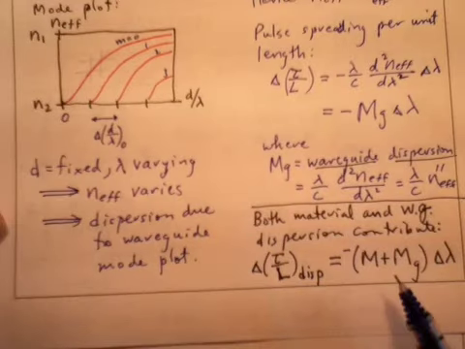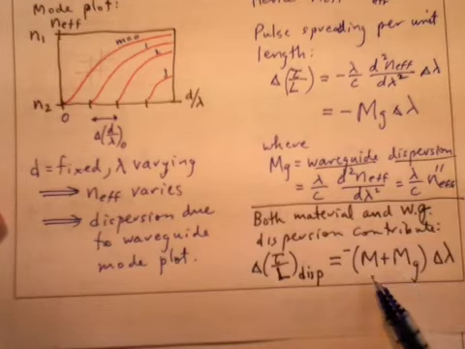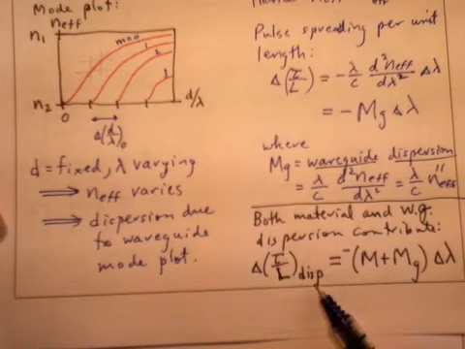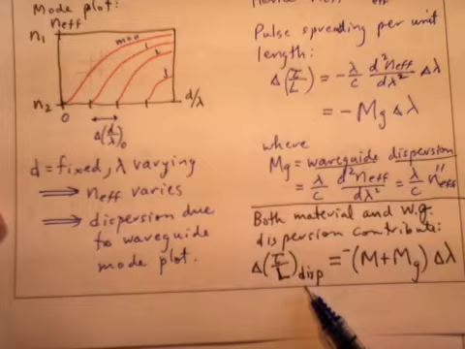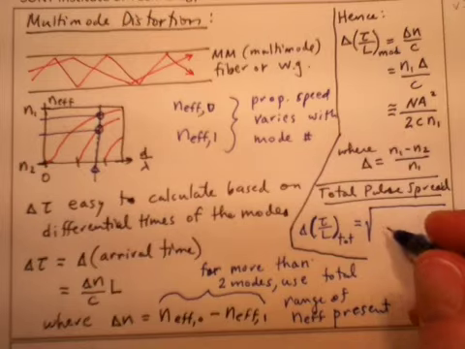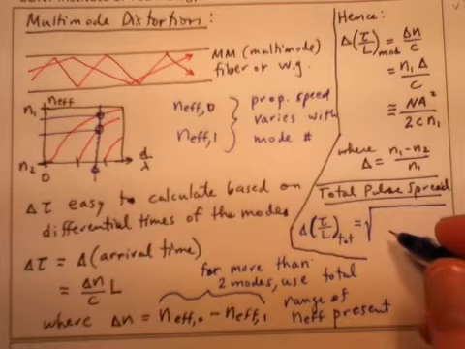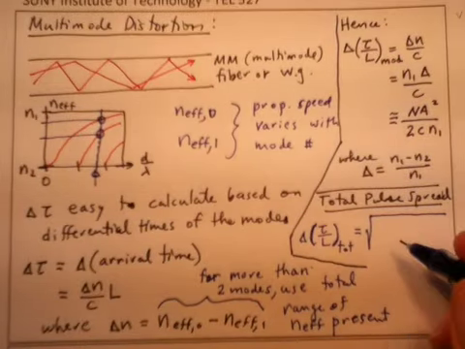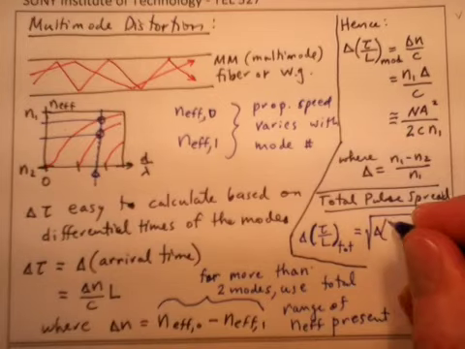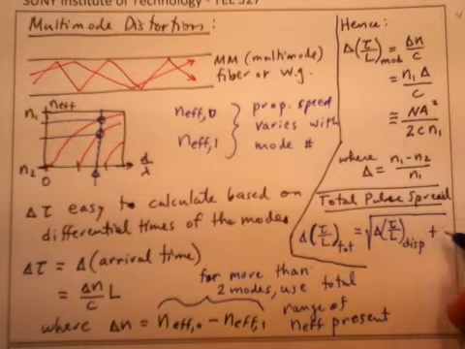In the dispersive one, we were able to add the material and the waveguide dispersion quantities, and that gave us our total pulse spread per unit length due to dispersive effects. But here we have to add them in the squared sense because they act as if they're orthogonal vectors. And in any case, there's no telling whether or not they will add constructively or destructively in some sense. And so we're going to write delta tau by L dispersive plus delta tau by L modal.